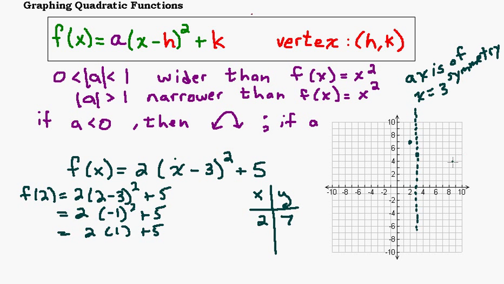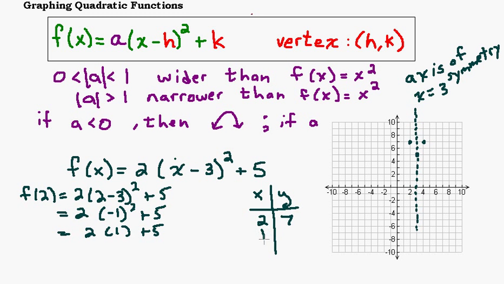Axis of symmetry. So I know that this point right here, this (2, 7), is 1 unit to the left of the axis of symmetry. So I'll go 1 unit to the right of the axis of symmetry and put another point. And that point will be on the parabola because of the symmetry of the parabola. It folds onto itself. Okay, so now I don't want to pick 4 because I know what 4 is. So I either want to pick 5 or 1.